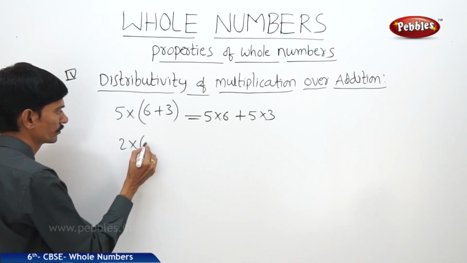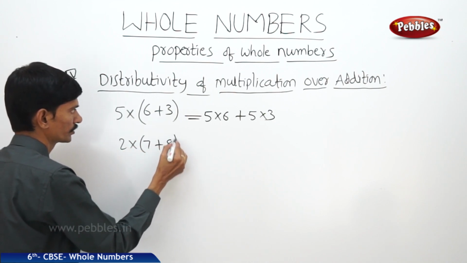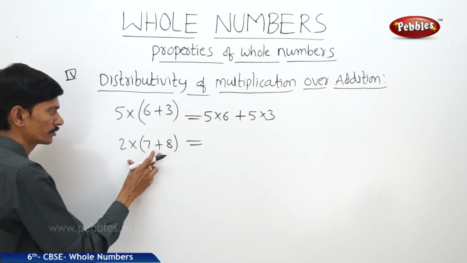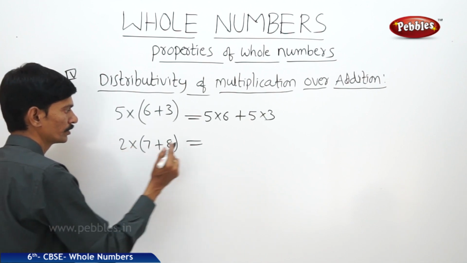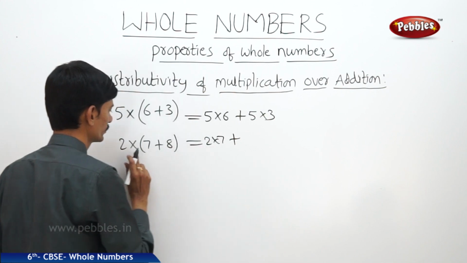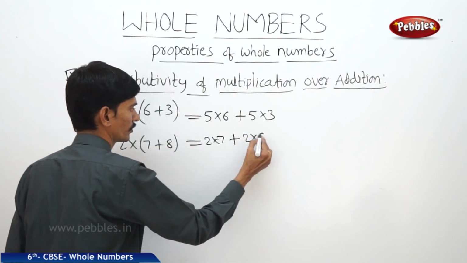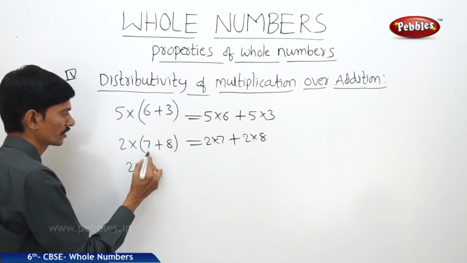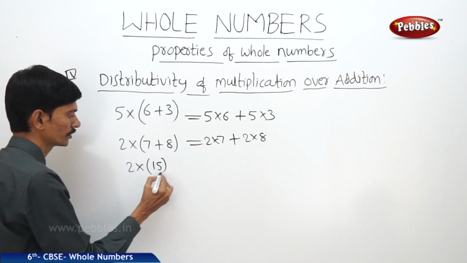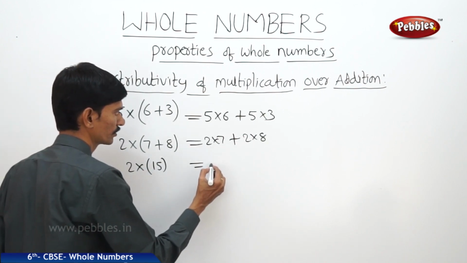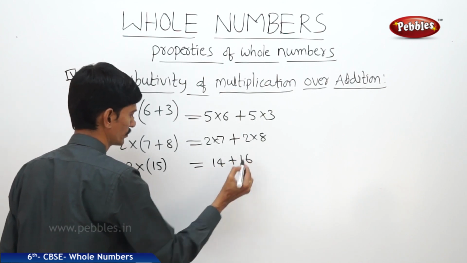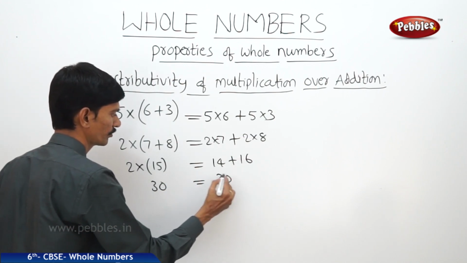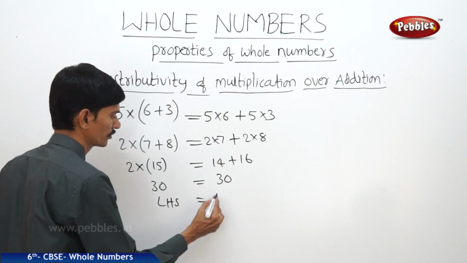2 into (7 plus 8), so this equals to, here we multiply 2 by 7, then this is added to the product of 2 and 8. So then 2 into 7 plus 2 into 8. Now let us check whether this result holds or not. Now 2 into (7 plus 8) is 2 into 15, which equals to, here 2 sevens are 14 plus 2 eights are 16. So here 2 into 15 is 30. So here also 14 plus 16 is 30. So here we got LHS equal to RHS.